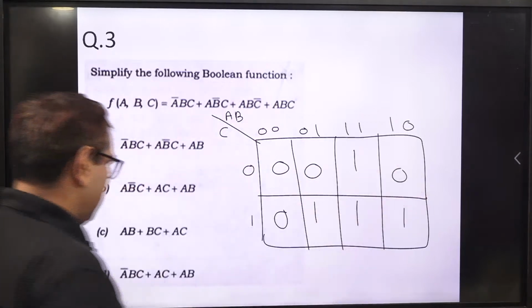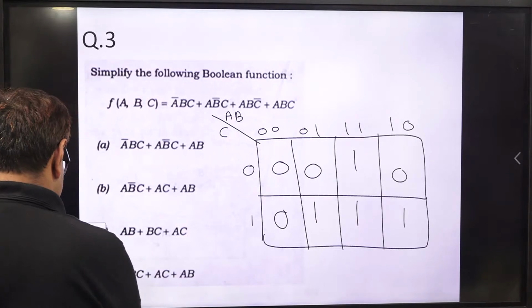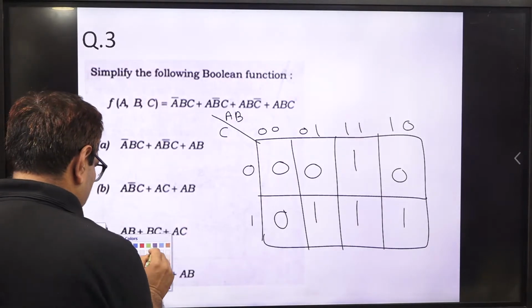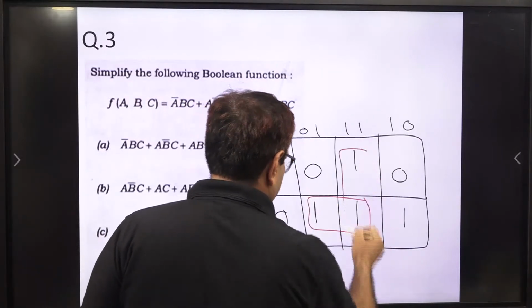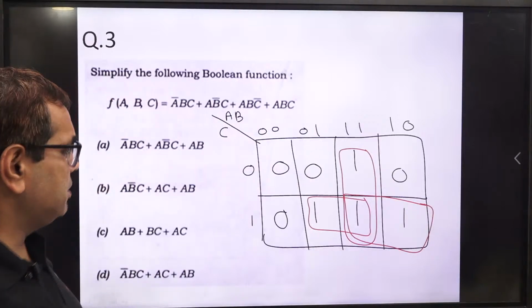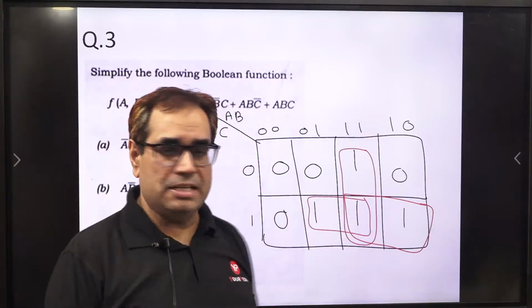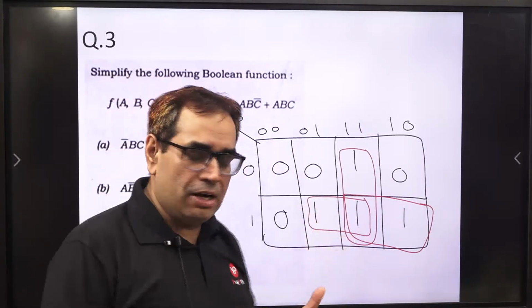So this is the K-map for this expression. Okay, canonical expression. Now if we try to make the groups, what we get? We are getting different groupings. So here a pair is there, this is a pair, and this is a pair. Okay, there are 3 pairs, and we can see that all the 3 pairs here are essential. Okay, none of them is redundant. So we have to write each pair.